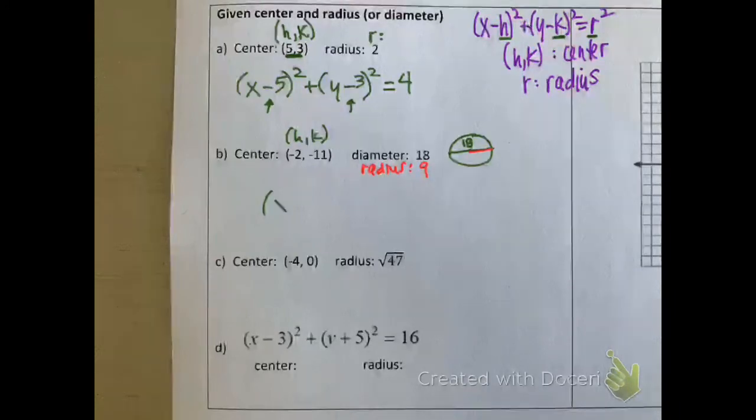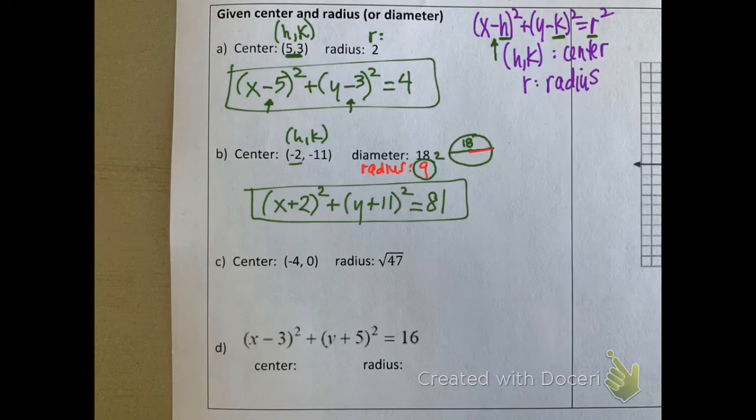So I would have x. So I'm plugging in a -2. The formula already has a minus sign, so if you have double negatives, it turns to a +2. So (x plus 2) squared plus (y, again, a double negative would turn it to a +11). So (y plus 11) squared, and that's equal to, I'm supposed to take 9 and square it. So 9 times 9 would be 81.